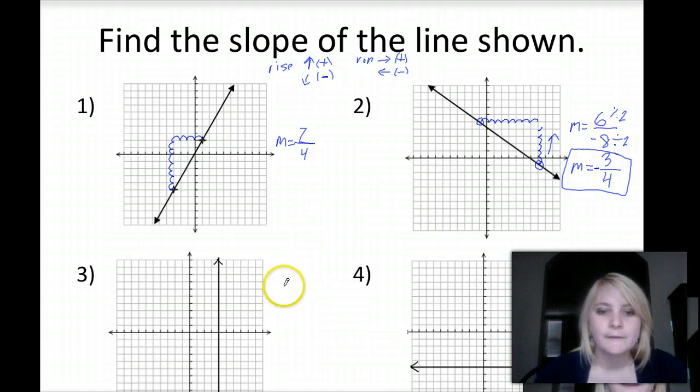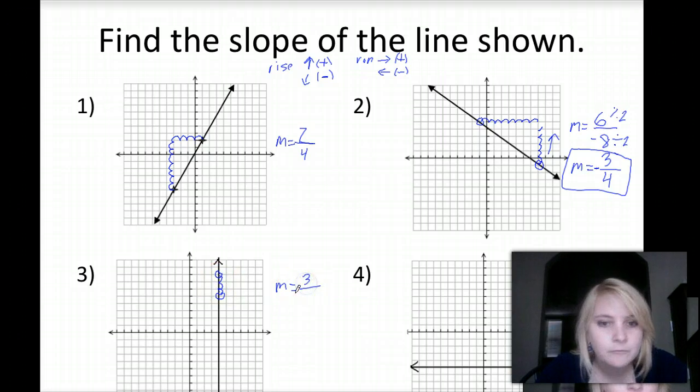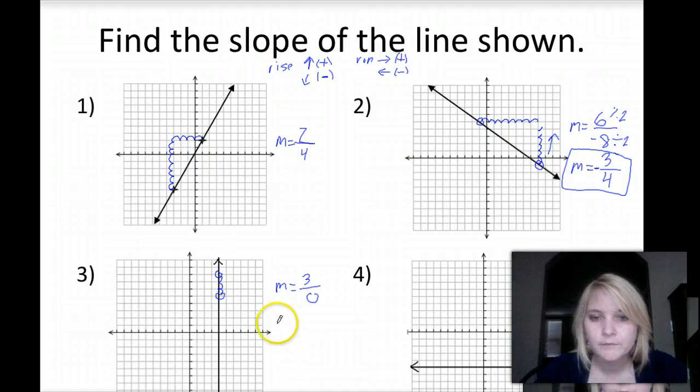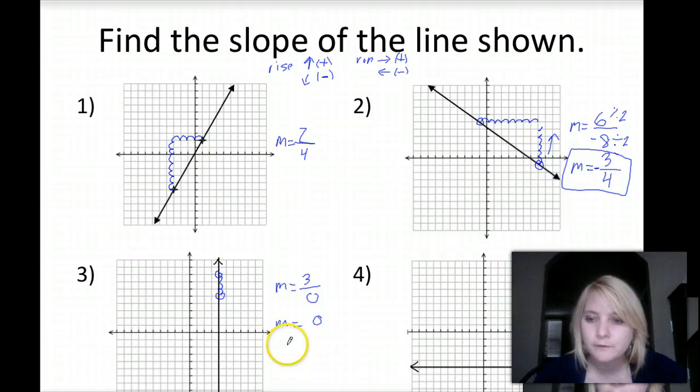-3/4. Now for number 3, once again, pick 2 points on the grid. So I'm going to do that point and that point. So I go up 1, 2, 3, and I run no units. Now 3 divided by 0 is 0. So when you have a vertical line, your slope is always going to be 0.